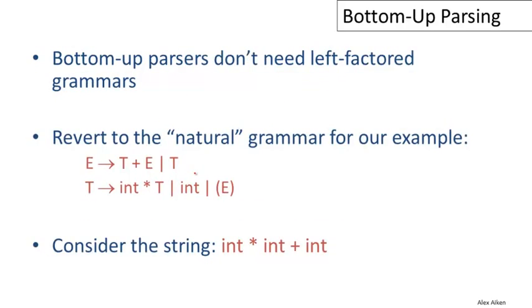One good thing about bottom-up parsers is they don't need left-factored grammars, so we can revert to the "natural" grammar for our example, and natural here is in quotes because we still have to encode the precedence of plus and times. Bottom-up parsers aren't going to deal with ambiguous grammars. Let's just, as an example, consider how a bottom-up parser would work on the following typical input string.